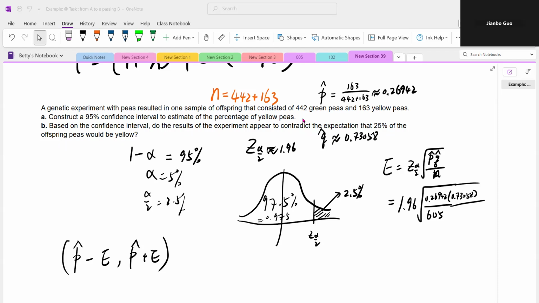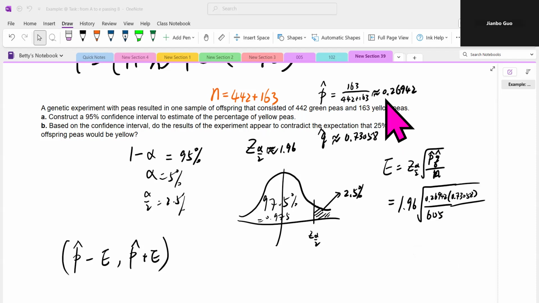So here, in this situation, we consider getting a yellow as a success. We have 442 plus 163, that is 605. We have that many trials. In other words, the sample size in this problem is 605. Firstly, you need to take notes when you read through the problem. The sample size for this problem is 442 plus 163, that is 605.